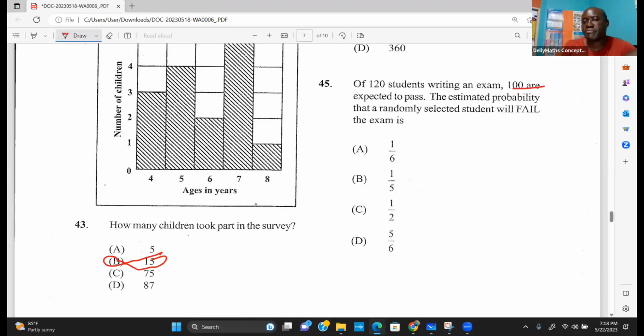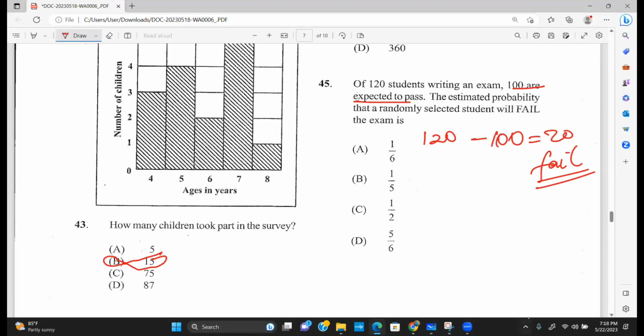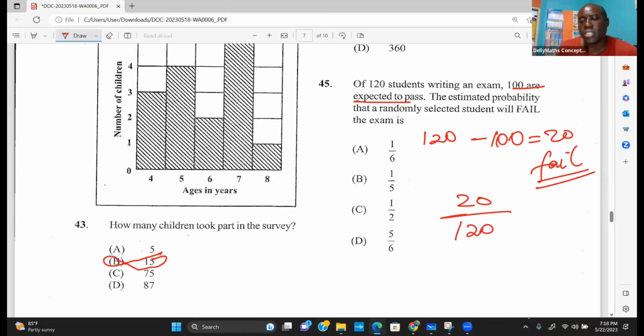100 should pass. So if we have 120 and 100 should pass, is 20 going to fail? Agree? Yes, sir. So since they're asking about 20 fail, you just could go 1 over 6. So the question is, the estimated probability that a randomly selected student will fail is what? 20 out of 120. Cancel. 1/6. You write it down and then you look, here is 1/6, you go.